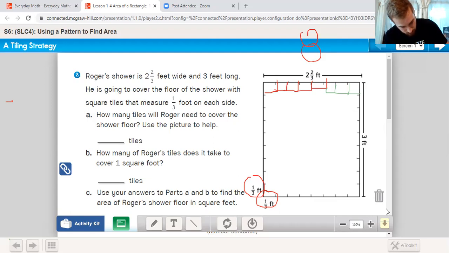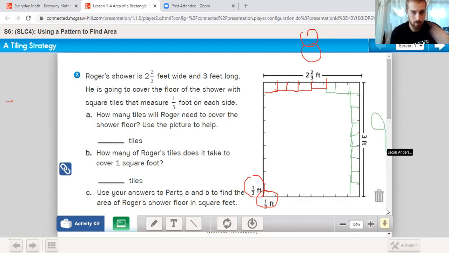We have 1, 2, 3, 4, 5, 6, 7, 8. Let's just go back and count those again, because I think I messed up. 1, 2, 3, 4, 5, 6, 7, 8, 9. Perfect. That's exactly what we want. I'm going to go ahead and write that over here. So we got 9. So we have 8 tiles by 9 tiles. This is going to really help us out.